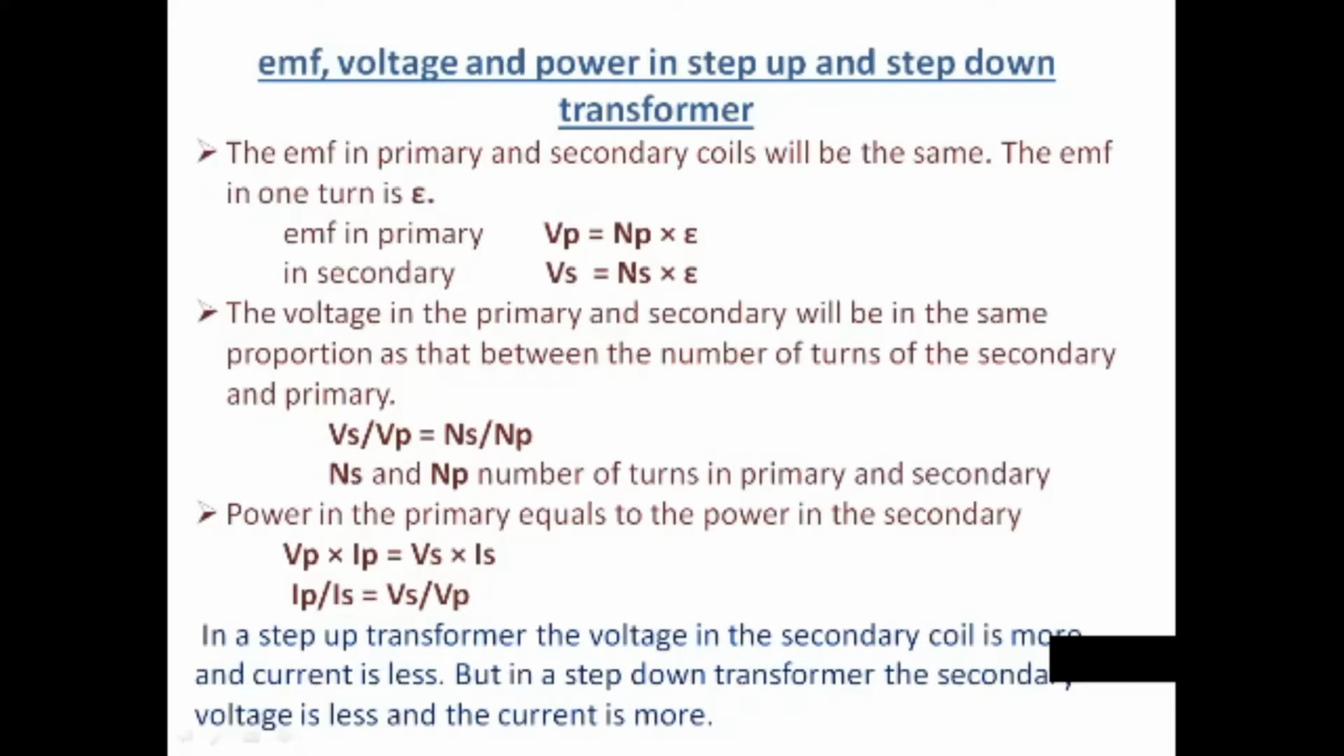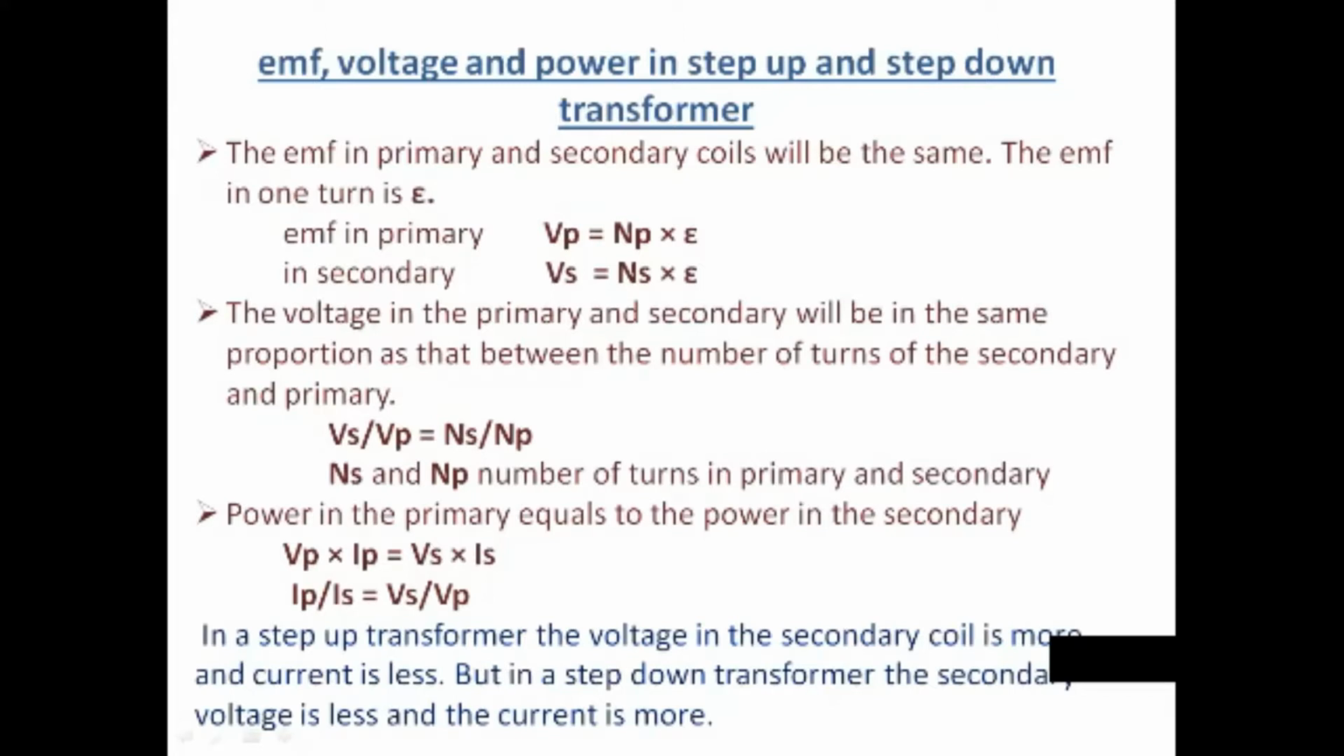So the EMF in each turn of both the step-up and step-down transformer is the same, in the primary or secondary coil. Each turn has an EMF, and that EMF is epsilon. And the EMF in primary is Vp equal to Np times epsilon, and the EMF in secondary is Vs equal to Ns times epsilon.